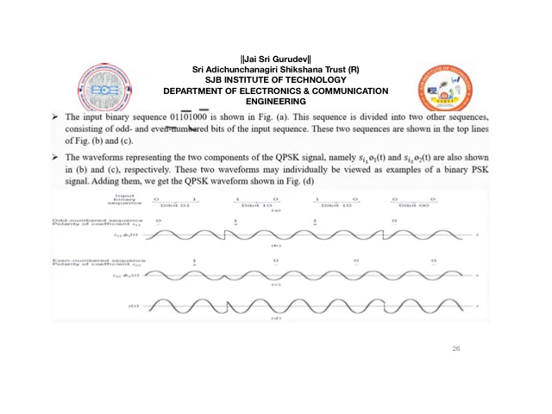This sequence, as I told, will be divided into 2 other sequences. One I call the odd numbered bits of the input sequence, another I call the even numbered bits of the input sequence. These 2 sequences are shown in the top lines of figure B and C. This is figure B and this is figure C. The first one is representing the odd numbered sequence.